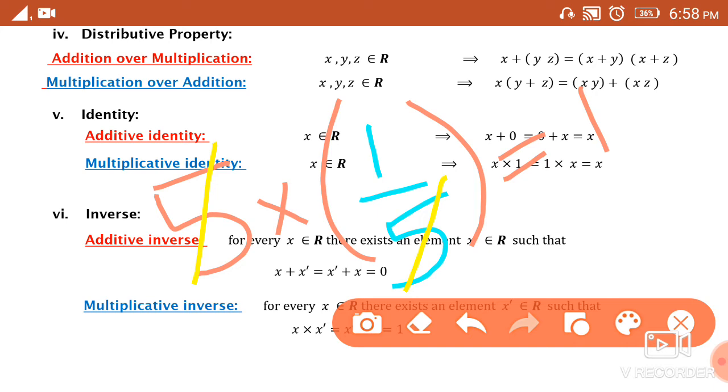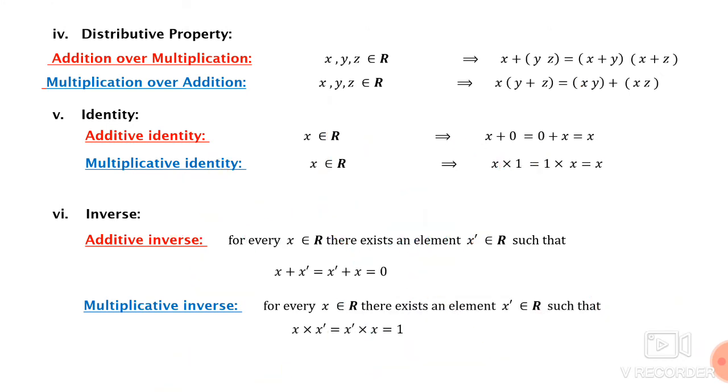If you are asked to tell the multiplicative inverse of 5, it will be 1 upon 5. If you are asked to tell the multiplicative inverse of 1 upon 5, then it will be 5. It means only the number will be reciprocal and the sign remains the same. In additive inverse, we just change the sign and the number remains the same. In multiplicative inverse, we reciprocal the number and the sign remains the same.